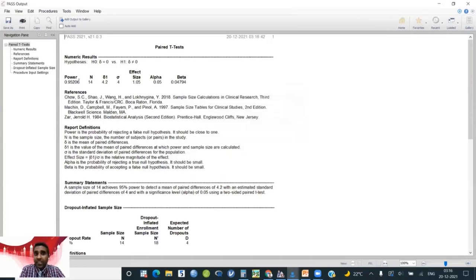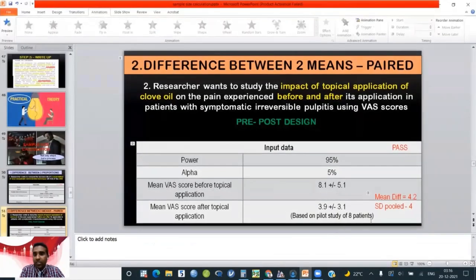So we need 14 patients to test the statistical significance. How many had been taken in the pilot study? 8 patients. So how many more do we have to take? We have to take 14 more patients to detect the statistically significant difference.